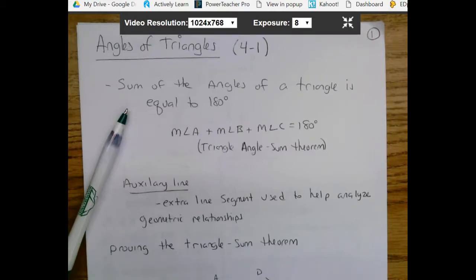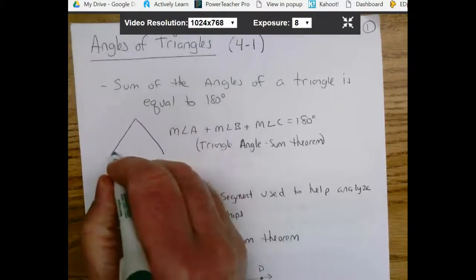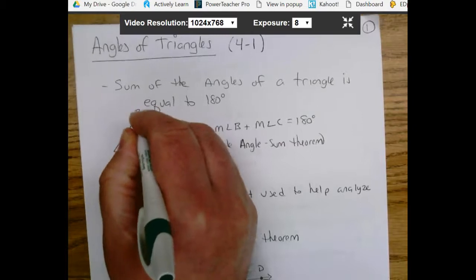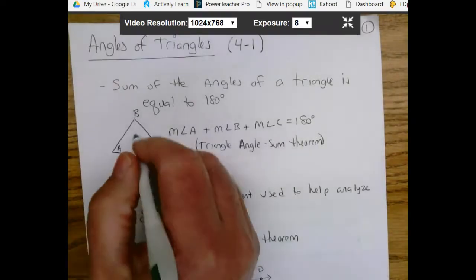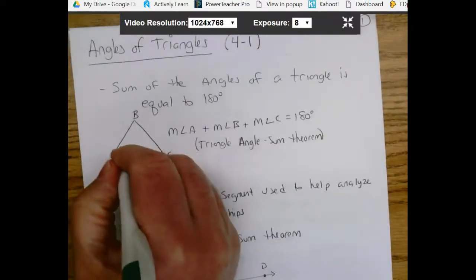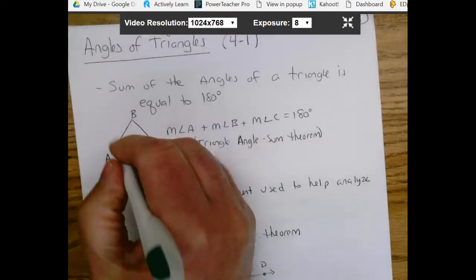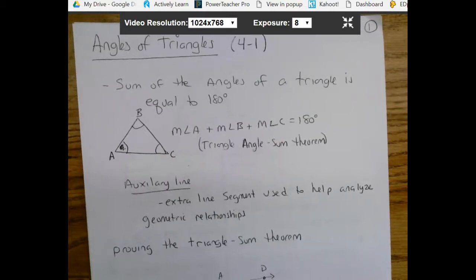A proof of that, or to write that out, if we had a triangle, like over here maybe, it doesn't have to be a perfect equilateral or anything, it just says there's A, there's B, and there's C. If we had these points A, B, C forming this triangle, and we looked at each one of these angles at these letters, we would see that the measure of angle A plus the measure of angle B plus the measure of angle C equals 180 degrees. And they call that the triangle sum theorem.